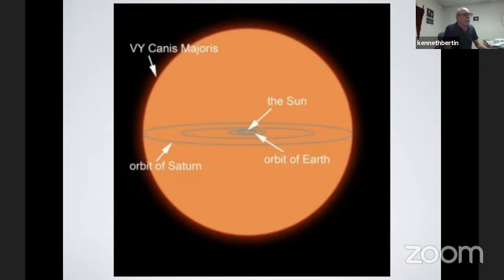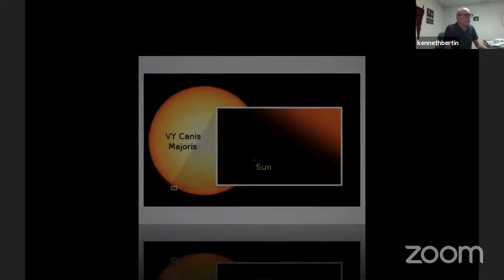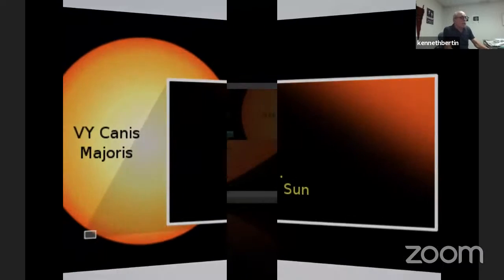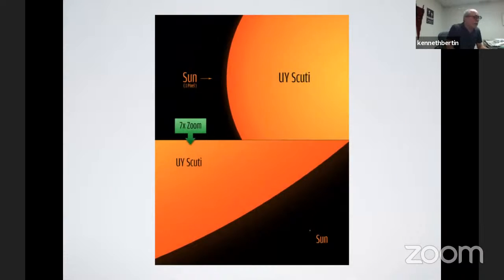And to give you an idea also, as far as our sun is concerned, there's a picture of our sun, and we've blown up the picture 7 times in order to even be able to visualize our little sun. There is probably another star that's a little larger than VY Canis Majoris. It's called UY Scuti, and we've done the same thing with that.